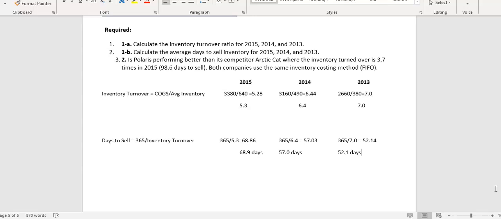So when you want to determine how well your company is doing, you should always compare your company to others that sell the same type of product, and then remember to benchmark your company against the best in the business.